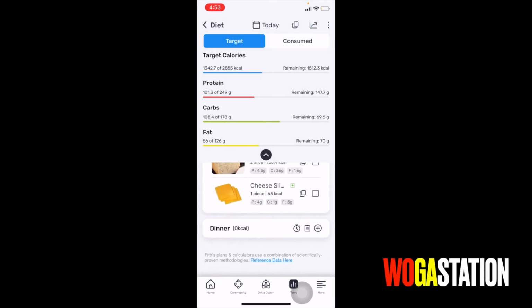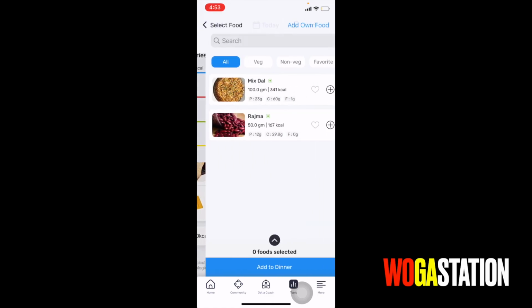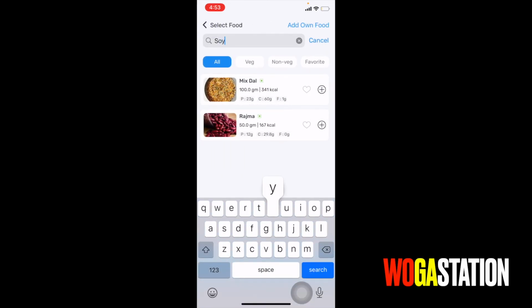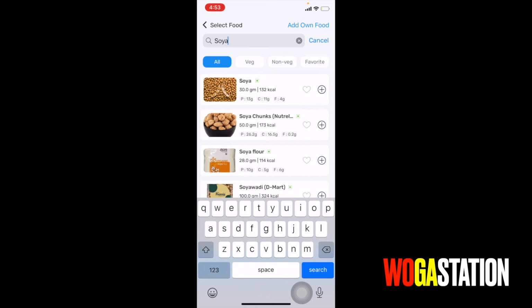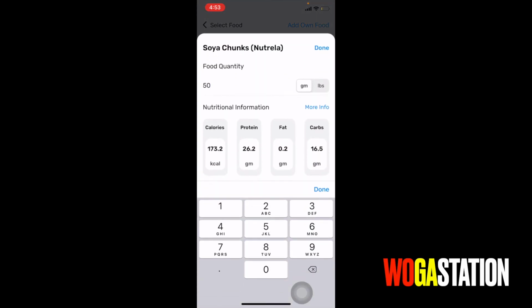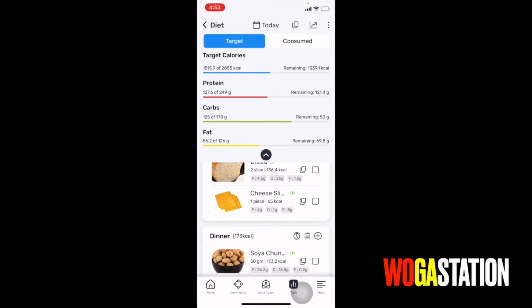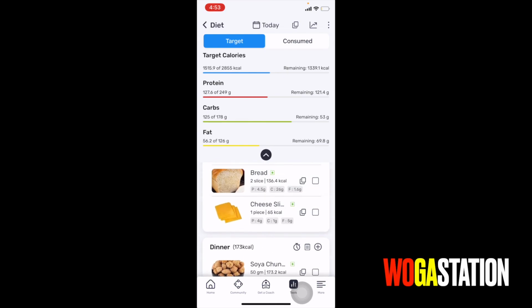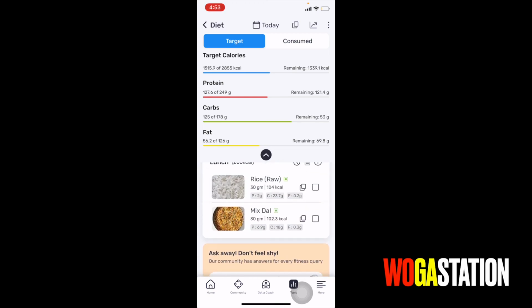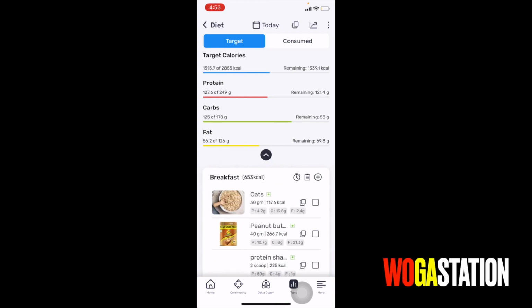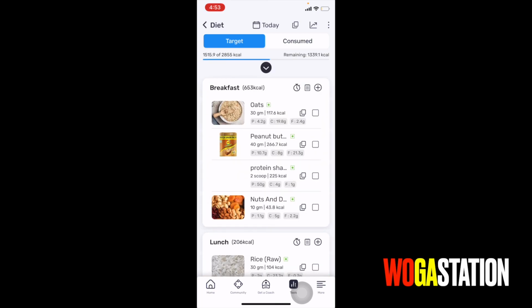Okay. And I'll also have soya chunks in dinner. Soya chunks, Nutella. Yeah, I think I can eat 50 grams on a daily basis. So I'm still way behind my overall goal. Great. So in a similar manner, you can add or remove things depending on what your goal is.